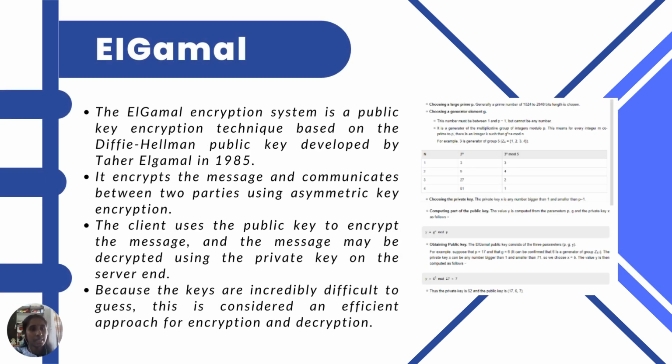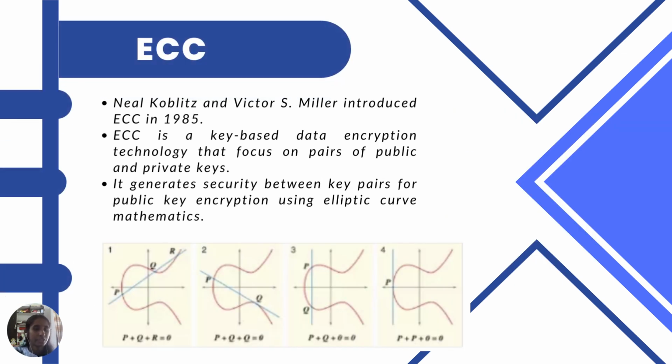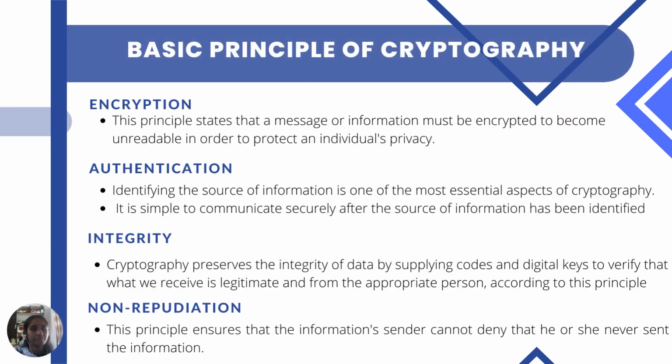Next is ElGamal. The ElGamal encryption is a public key encryption technique based on Diffie-Hellman in 1978. It encrypts the message and communicates between two parties using asymmetric key encryption. It uses the public key to encrypt the message and the private key to decrypt at the server end. It is an efficient way to approach cryptography. Next is ECC. It was introduced by Neal Koblitz and Victor S. Miller. It is a key-based data encryption technique that focuses on pairs of public and private keys.